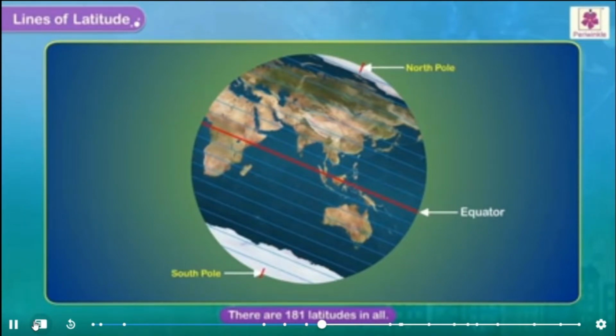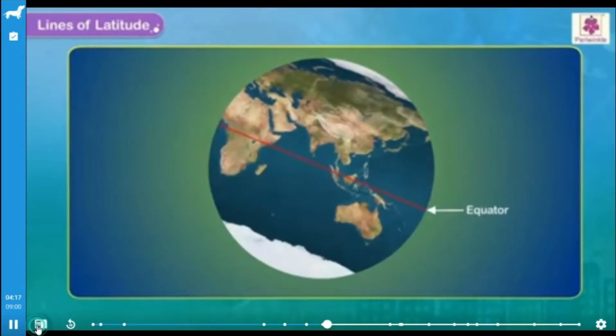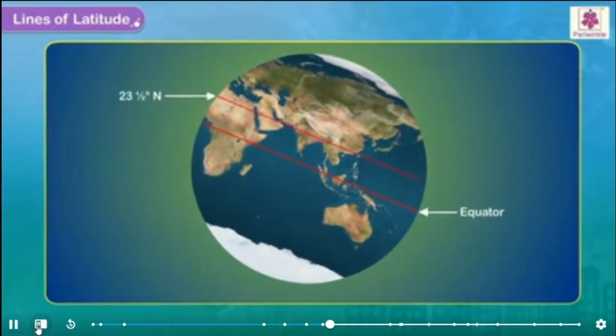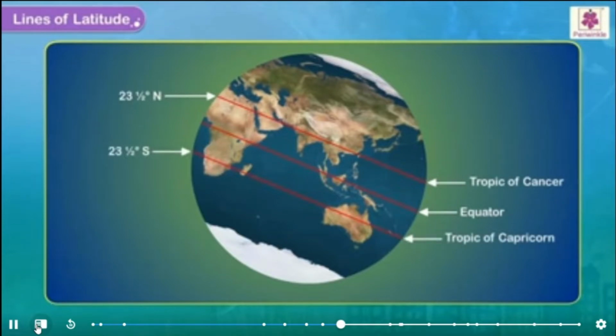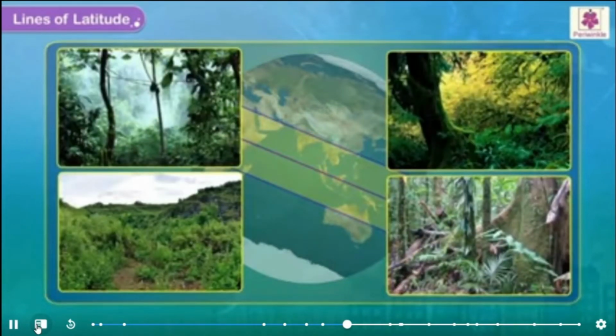There are 181 latitudes in all. The line of latitude at 23.5 degrees north is called Tropic of Cancer, while that at 23.5 degrees south is called Tropic of Capricorn. These lines have a great significance on climatic and vegetative distribution on the Earth.